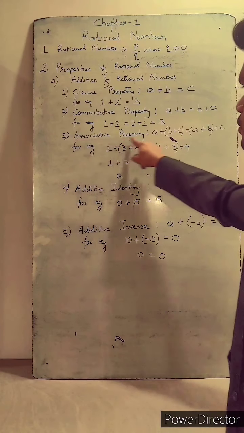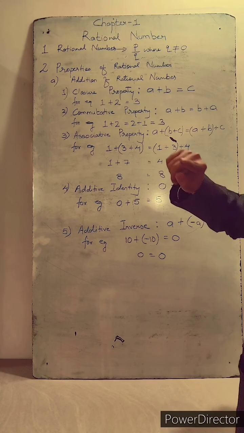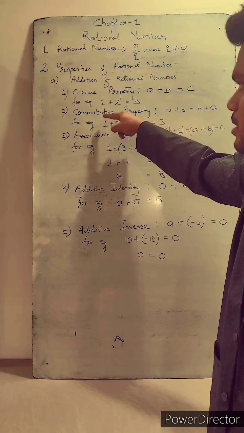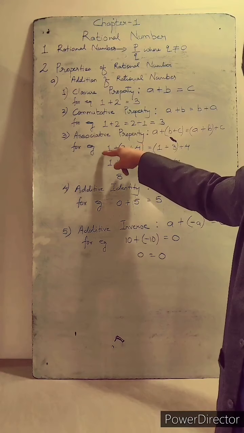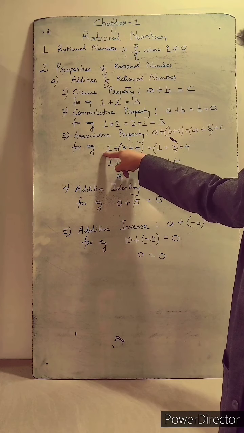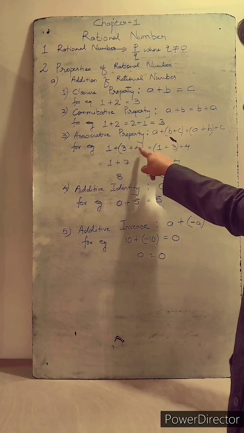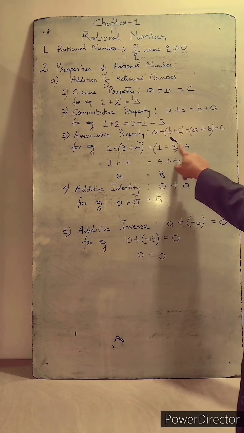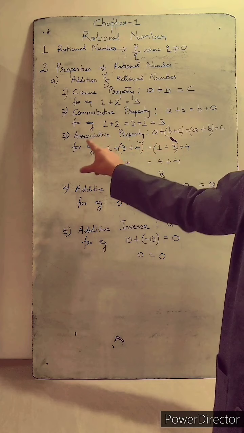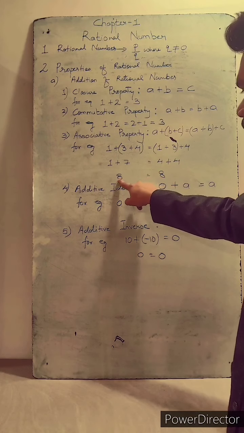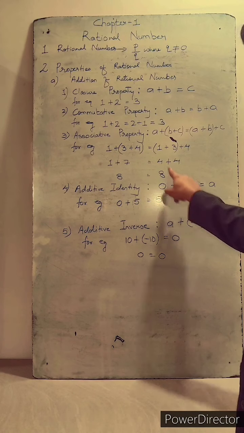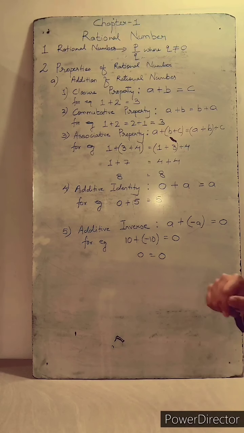The third property is associative property. That is similar to commutative property. Commutative includes two numbers, but associative includes more than two numbers. 1 plus 3 plus 4 is equal to 1 plus 3 plus 4. Using the BODMAS rule, if we solve this equation, we will get 8 is equal to 8. So it is independent of the order of addition.